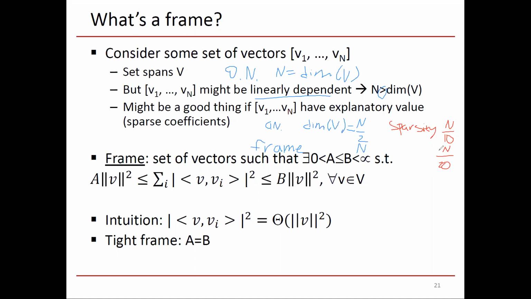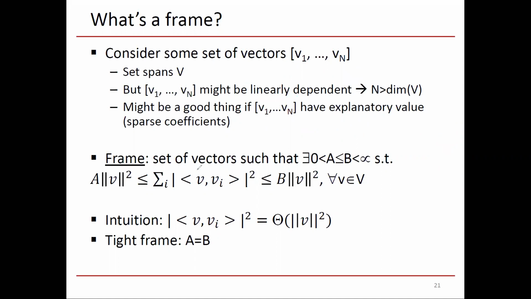So what I'm saying is, when there is linear dependence, there exists a subspace of possible explanations for the data. And within that subspace, there may exist sparse solutions, sparser than before. And that's why this could be a good thing. So now, having said all that, let's define a frame.